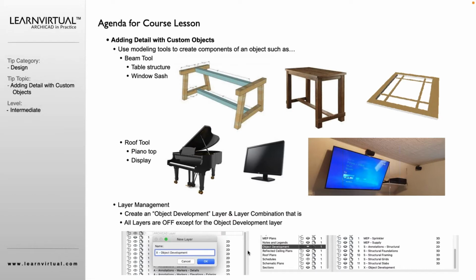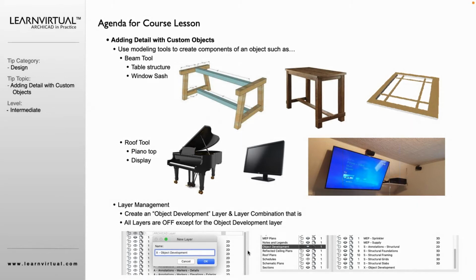I could use the beam tool to create a table top or window sash, or a roof tool to create a piano. It's like a sloped element, right? So like the piano top, the slope there, or a display that's kind of sloped on your table or on a wall. And the idea here is that you're basically taking our basic tools in ArchiCAD, and you're repurposing them to use for creating the components that you need to create for custom elements.